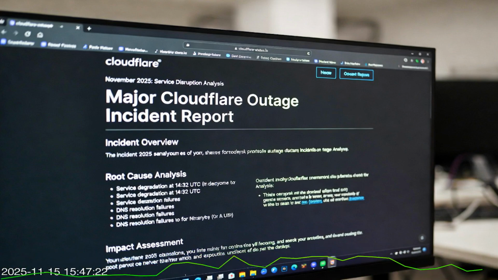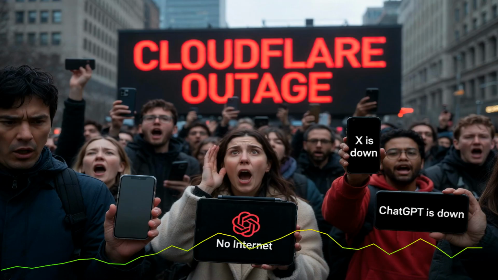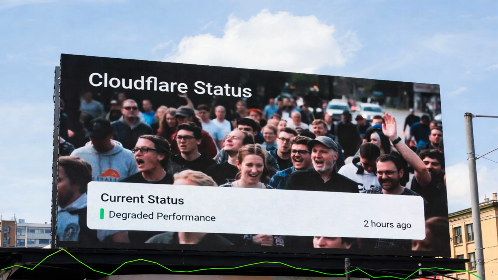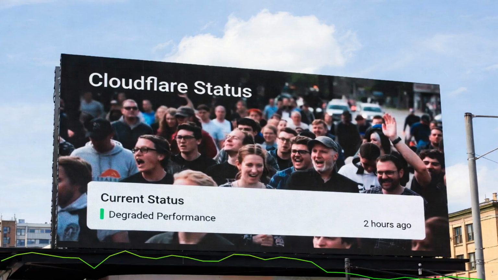Employees couldn't access internal tools. Customer support agents couldn't reach the CRM. The bank was secure. Nobody could hack them, but they also couldn't do any business. This highlights the operational risk of zero-trust architectures that rely on a single global provider for real-time session validation.